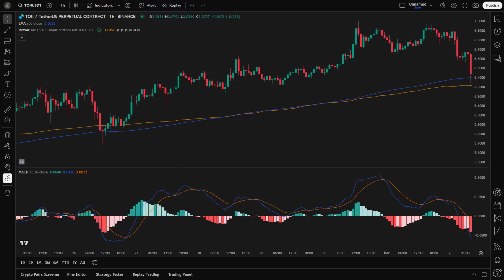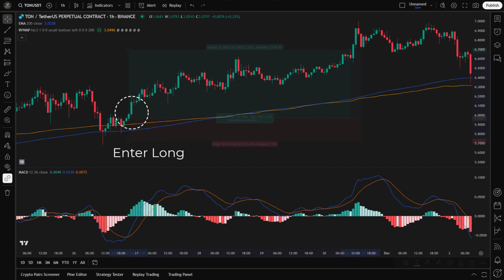Now that we've covered our indicators, let's talk about how we analyze trends and generate trading signals. To enter a long trade, all of the following conditions must be met. 1. The price crosses above the rolling VWAP, signaling a bullish trend. 2. The price is above the 200 EMA, confirming the long-term uptrend. 3. The MACD crosses above the signal line, indicating upward momentum. Once all three conditions are satisfied, we enter a long position at the opening of the next candle.